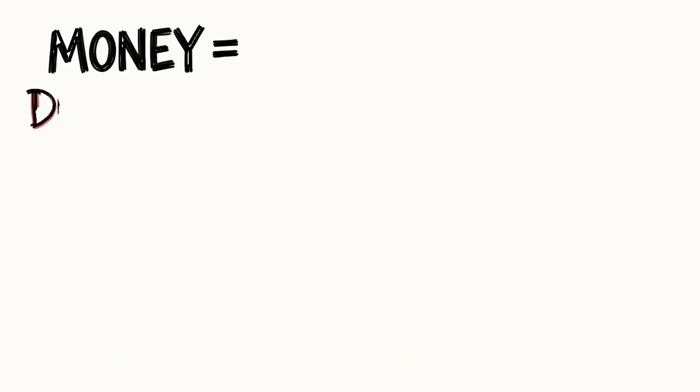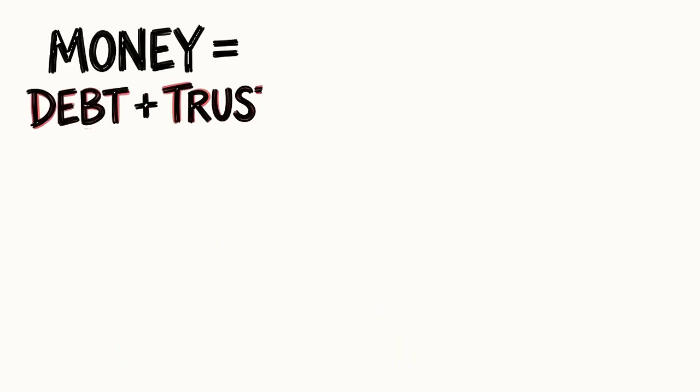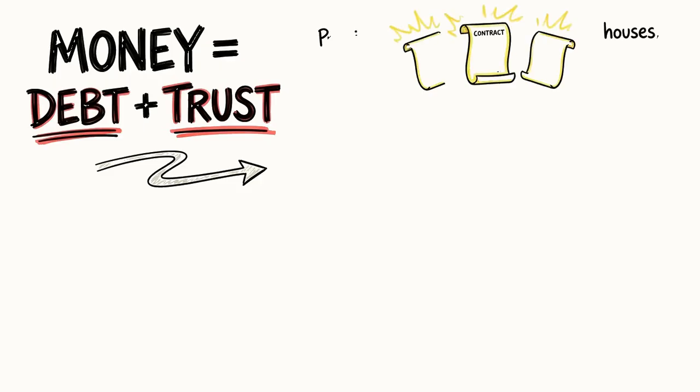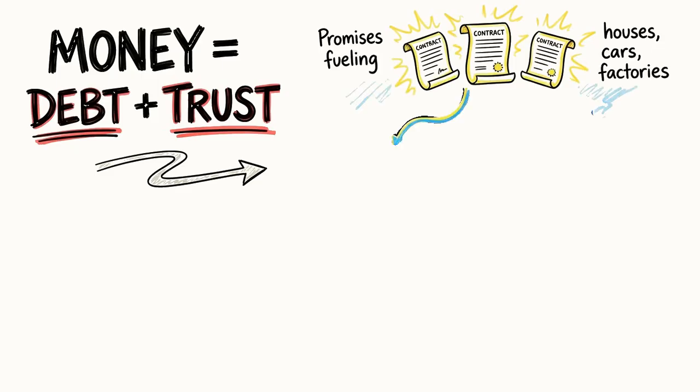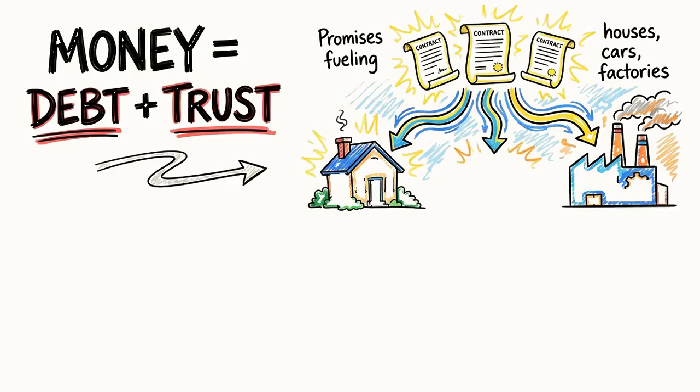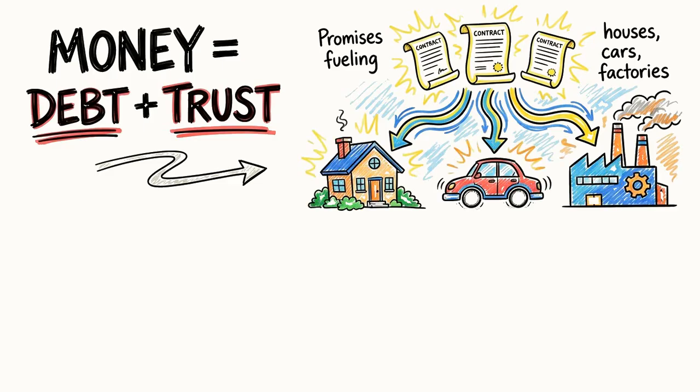But the core insight still holds. Most of the money we use is created when banks make loans, and that money exists as numbers in accounts, backed by debt and trust. So $1 doesn't magically turn into 10 physical dollars. It turns into many promises to pay, promises that circulate, promises that fuel businesses, homes, cars, and entire industries.